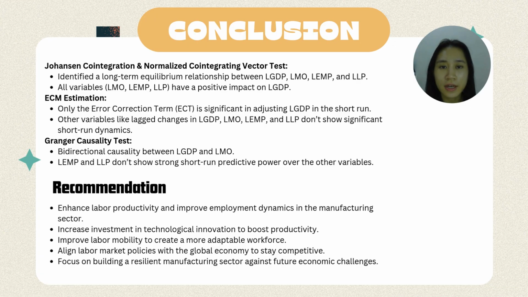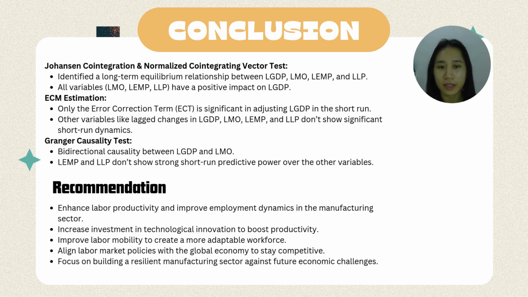To conclude, this study highlights the long-term equilibrium relationship between GDP, LMO, LEMP, and LLP, where all variables positively impact GDP. However, in the short run, only the error correction term significantly adjusts GDP, with lagged changes in the other variables showing little effect. The Granger causality test revealed bidirectional causality between LGDP and LMO, while LEMP and LLP have weaker predictive power.